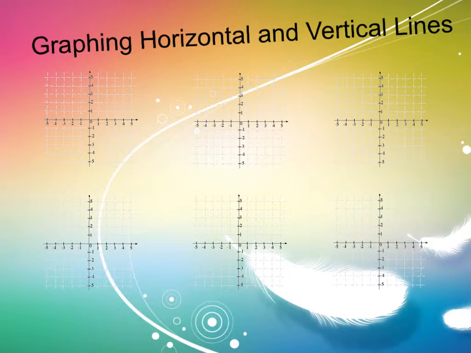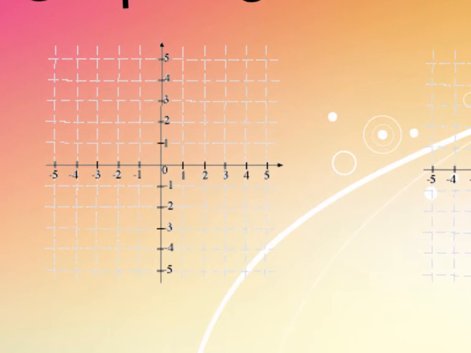Welcome to our third video on linear relations. In this video, we're going to be learning how to graph horizontal and vertical lines, and also what their equations look like. So first, we're going to start off with a quick recap of how to plot points on a Cartesian plane.